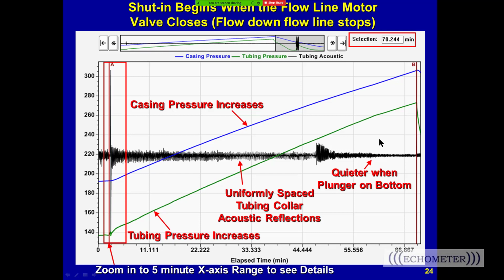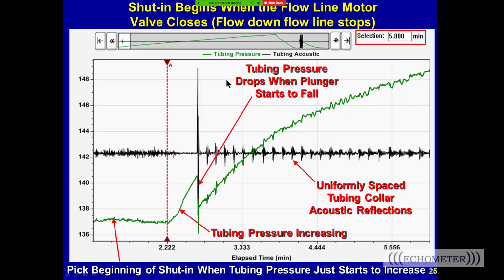But if the tubing pressure is flat, that means no gas is flowing in the tubing. And when the plunger hits the liquid, it gets quieter. Then when the plunger is on the very bottom, right there, you see it got there, it gets quieter. So there are some things you can see about the cycle when you try to analyze it as well.